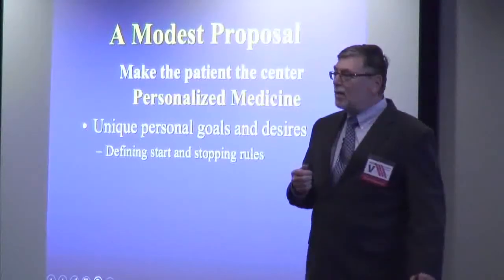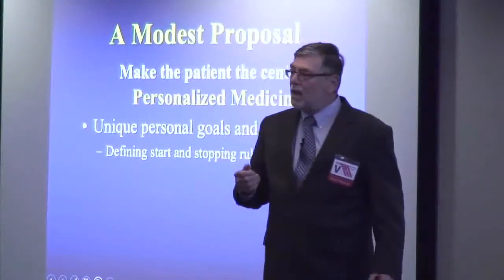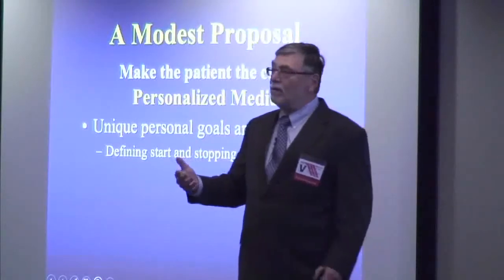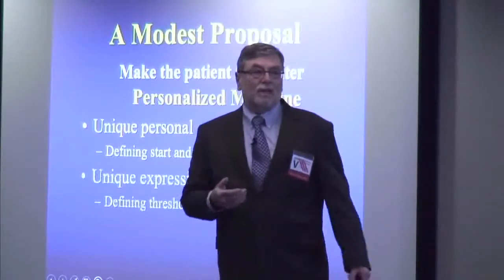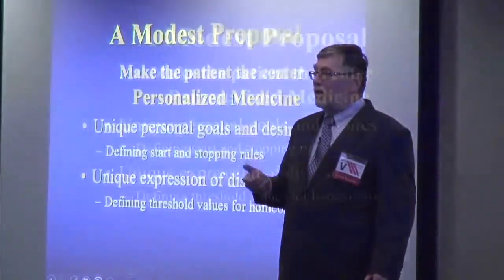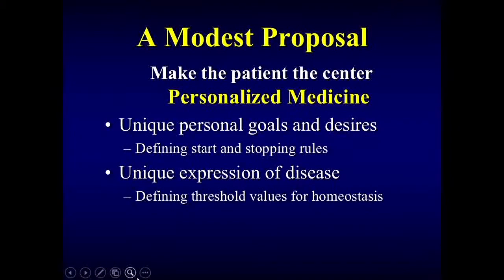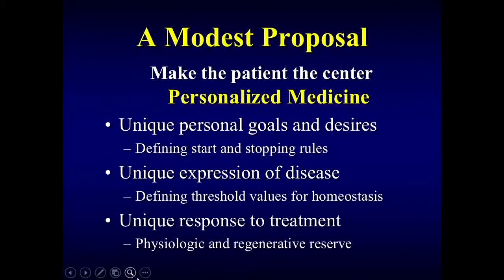which we can then define as starting and stopping rules for resuscitation, to identify when they're unstable and when they're stable based on their own physiology. They have a unique expression of disease, and accordingly, we need to define thresholds for heart rate, respiratory rate, urine outputs, or whatever it was, and I don't care, that are unique to that patient. One size does not fit all.